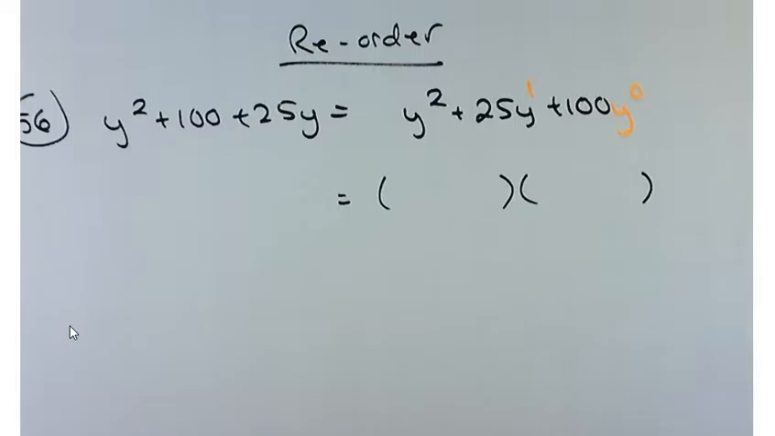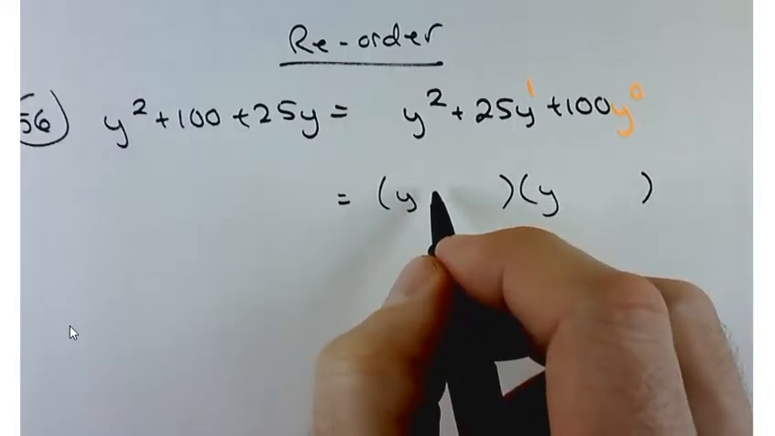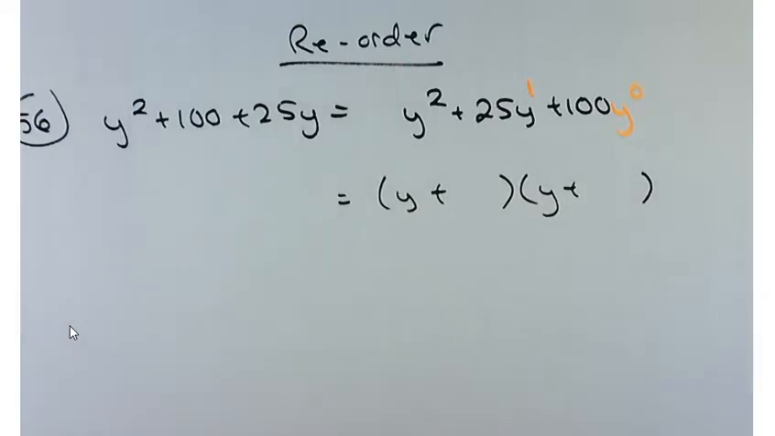Ying, how should I start out? A y and a y. What about the signs? Both positive. Everything here is positive. Those two have to both be positive. Two numbers that multiply to 100 and added to 25. 20 and 5.